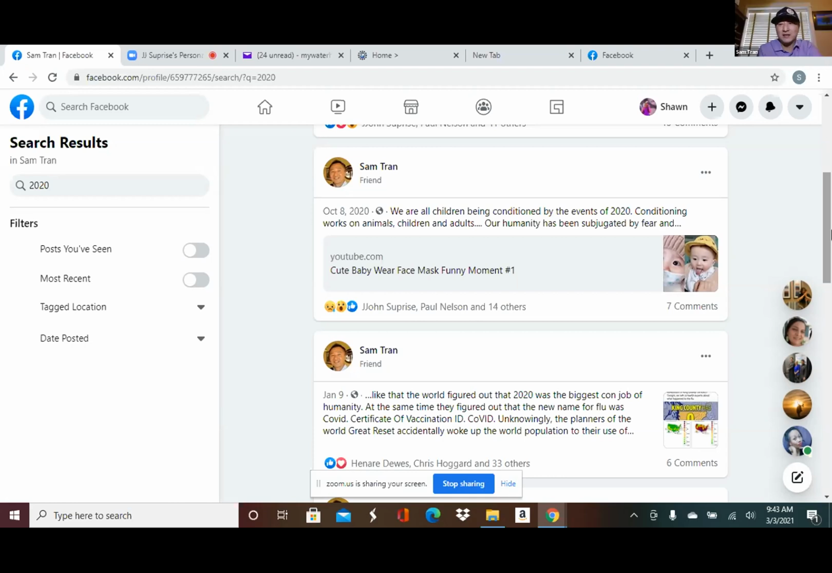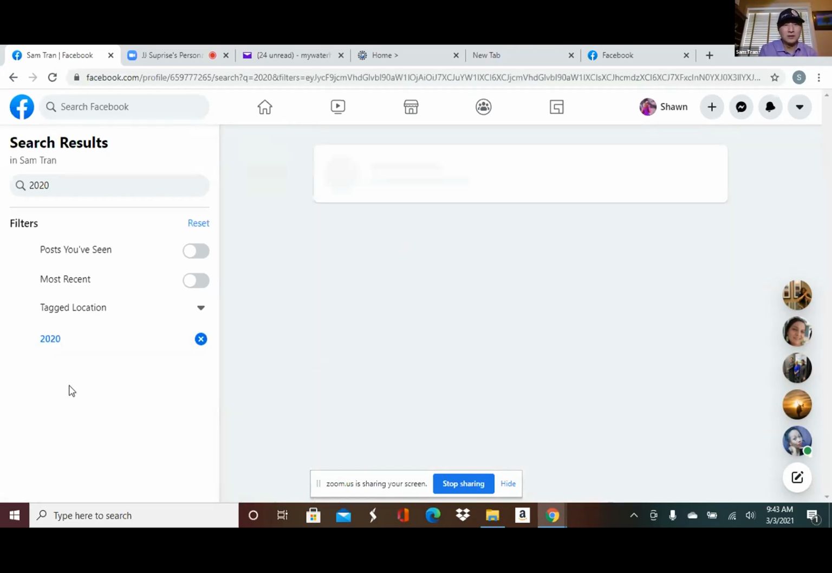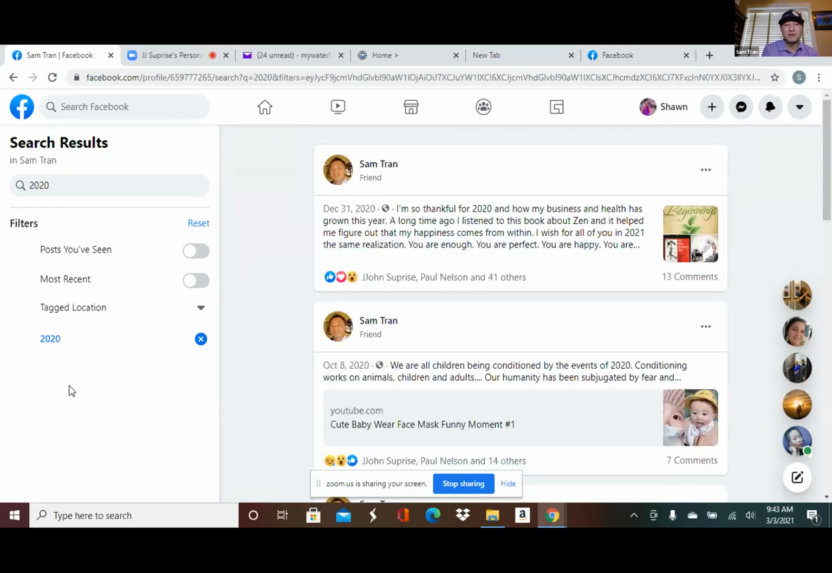Okay, I see something here, Sean. On the left side, under filters, it says date posted. Aha. Okay, let's go 2020. See if you can find something from January or maybe even December 2019. Okay.